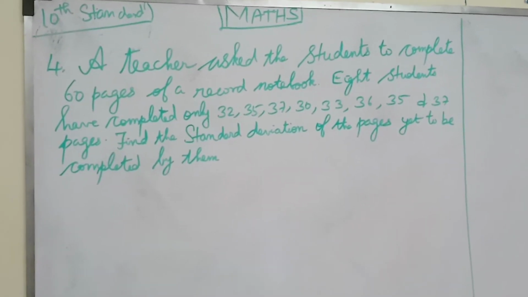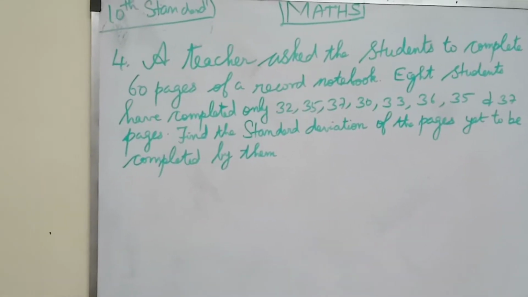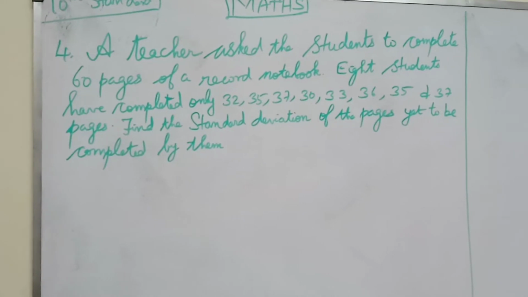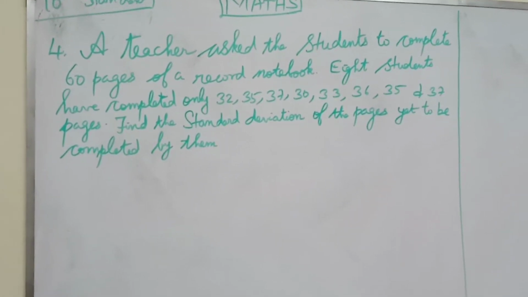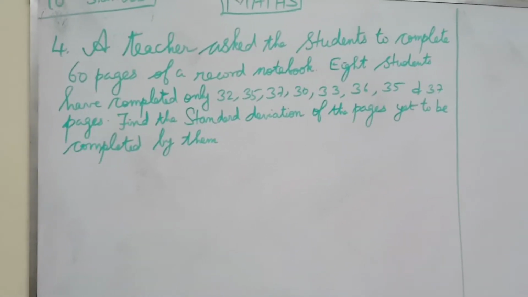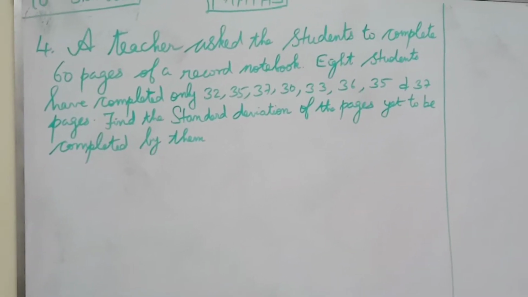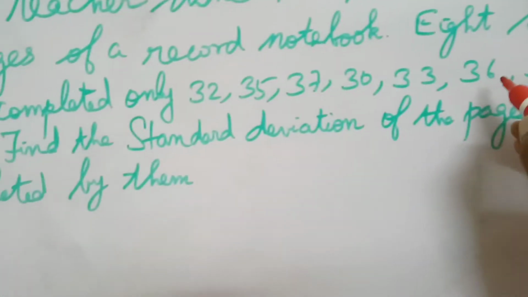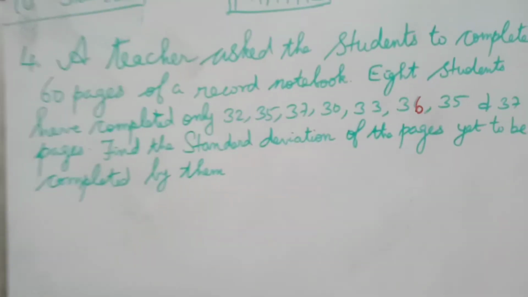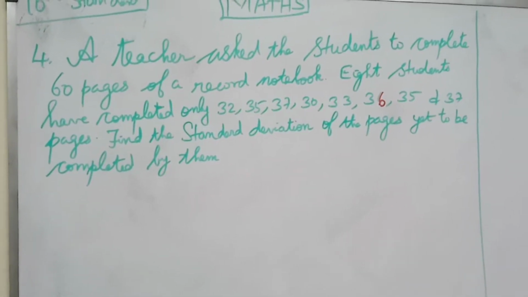Now today we are going to discuss in statistics chapter exercise 8.1 fourth problem. A teacher asked the students to complete 60 pages of a record notebook. 8 students have completed only 32, 35, 37, 30, 33, 36, 35 and 37 pages. Find the standard deviation of the pages yet to be completed by them.